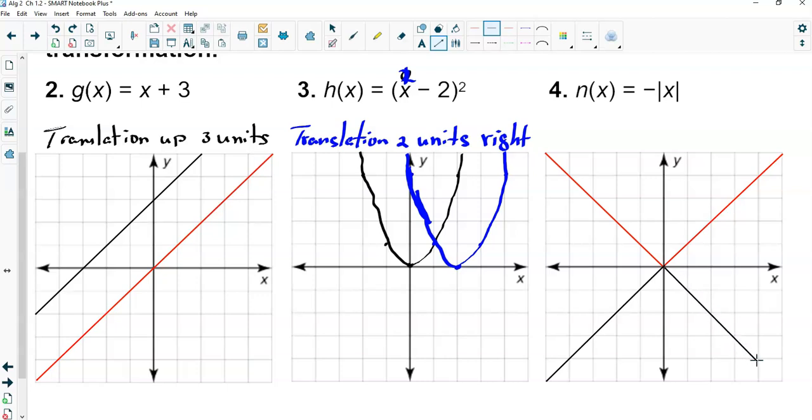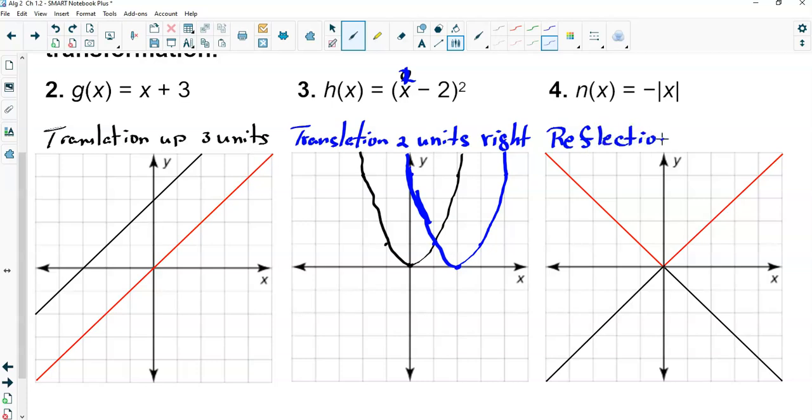And do the same on the opposite side, because that is a reflection across the x-axis. So at this point, I do my reflection, and then describe it. This is a reflection across the x-axis. I'm going to put it down here, x-axis. All right, I hope you did good on that.